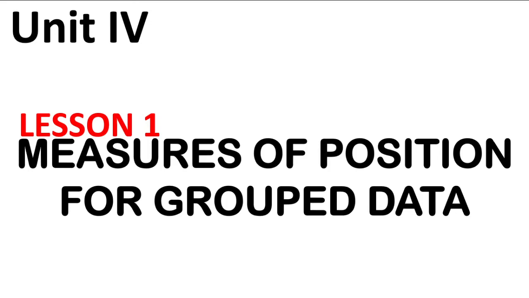We are still in lesson 1 of unit 4, measures of position, but this time we will be focusing on the measures of position for group data. Now, what is the difference between group data and ungroup data? Actually, they are both types of data. However, group data has been classified into categories based on similar characteristics, whereas ungroup data is just simply raw data. Okay, so let's focus on group data this time.